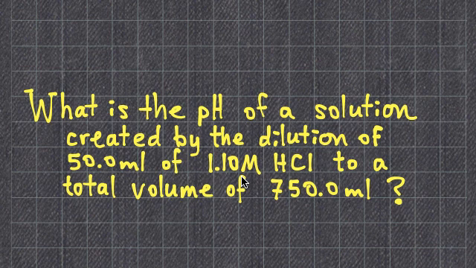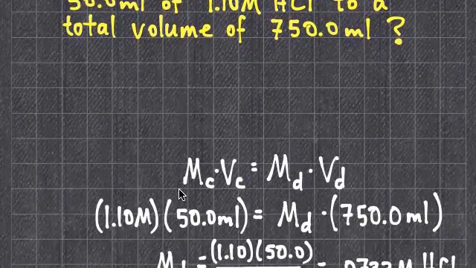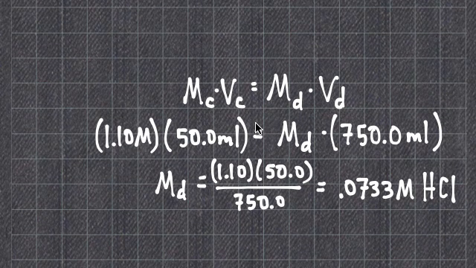Bases do that. What's the pH of a solution created by the dilution of 50 milliliters of 1.1 molar hydrochloric acid to a total volume of 750 milliliters? So let me think back to my dilution equation. I have a concentrated solution, 1.1 molar, 50 milliliters of it, and I'm going to water it down to 750 milliliters. So M1V1 equals M2V2, MAVA equals MBVB for acid and base, or concentrated and dilute.